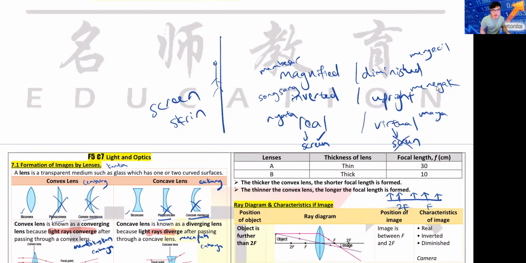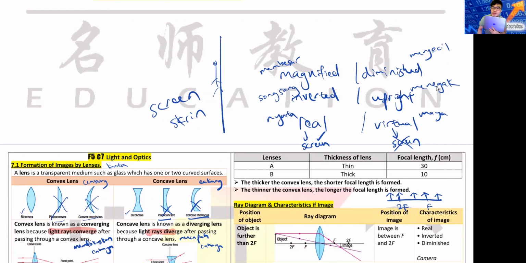Imagine this is a mirror. This is my iPad, so imagine this is a mirror. I put this in front of you. You should be able to see your reflection here, isn't it? Imagine you're standing in front of me right now. There's a mirror here. You will see yourself here.